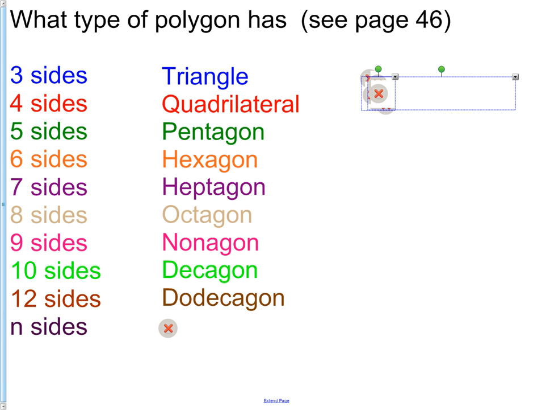You may want to press pause so that you can get all these names down, or else just copy them down from page 46 in your book.